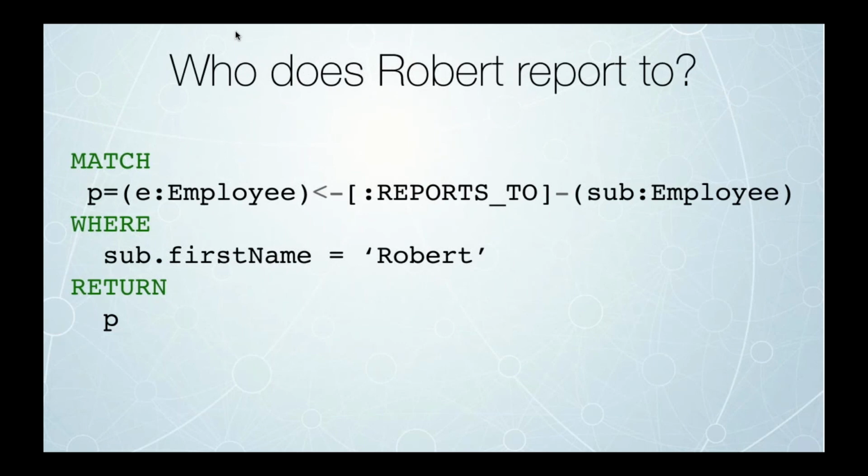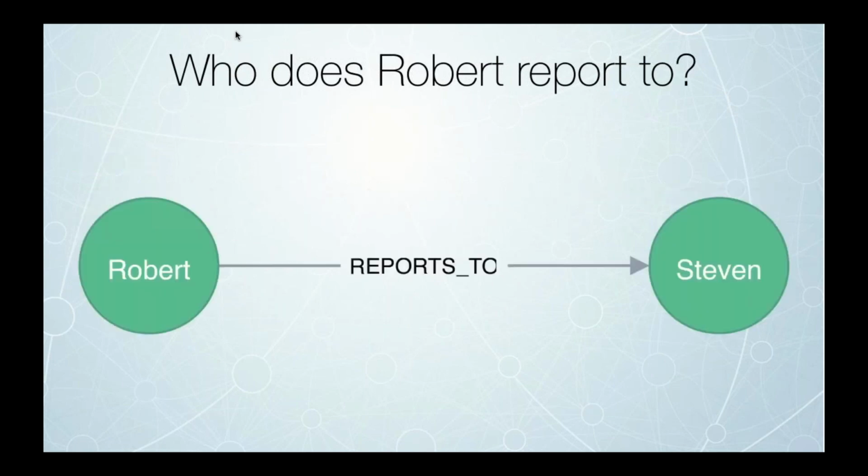So if you want to find who a specific person reports to, you can find a subordinate who reports to an employee, where the subordinate's first name is Robert. So you can see there how we aliased the employee there to SUB, and then we referenced that SUB alias in our where query. And that P equals is basically returning us the complete path of that relationship, which includes the two nodes and the relationship itself.